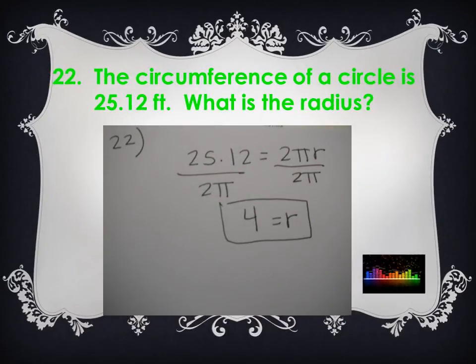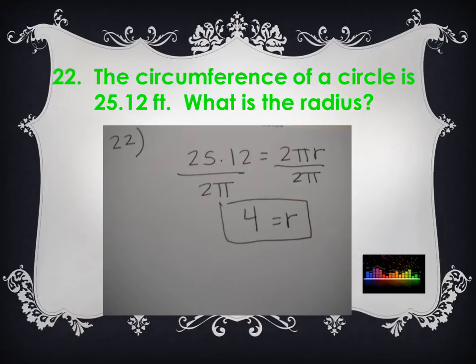This problem gives you the circumference of a circle and it asks for the radius. On your formula sheet, you were given that the circumference equals 2 pi r. That is the formula you must use because that's what you're given. When you go to use this formula, you are going to plug 25.12 feet into the left side of your equation because the left side represents circumference. So 25.12 equals 2 pi r.